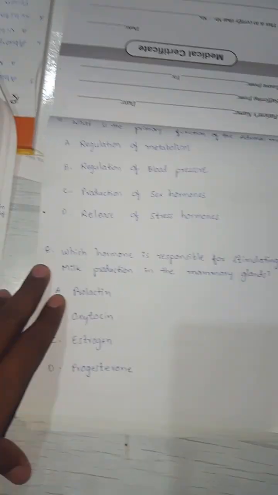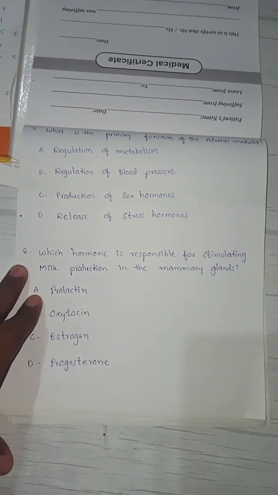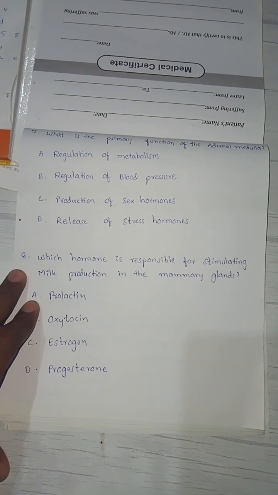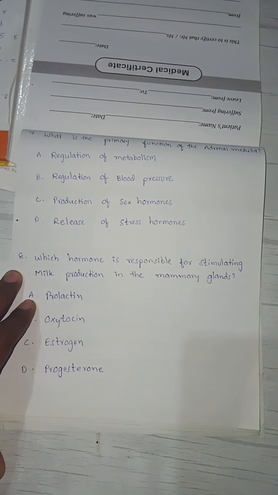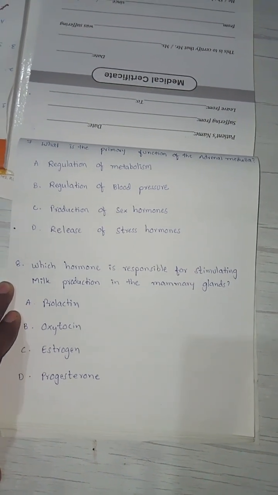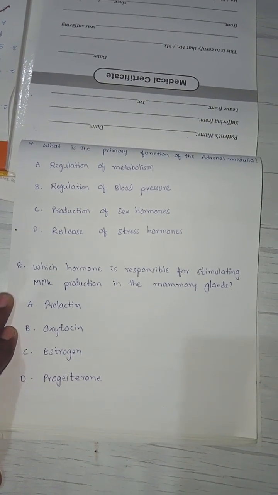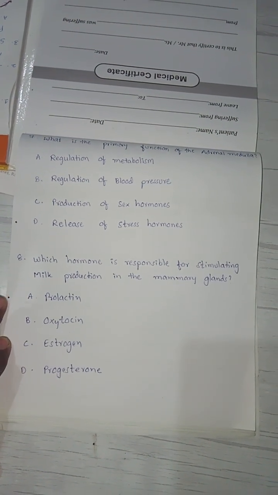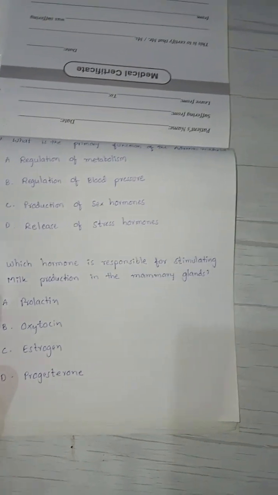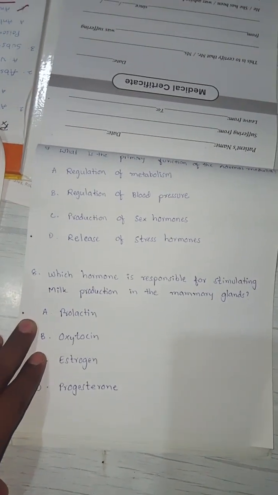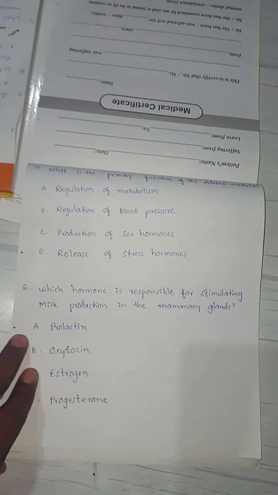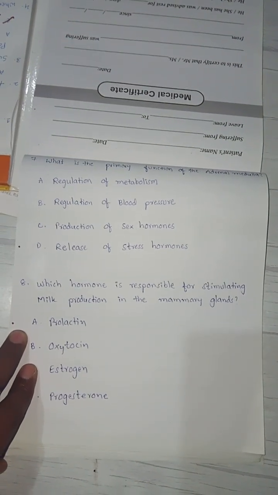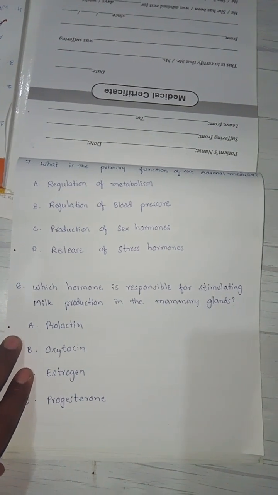Okay, and coming to the eighth question, which hormone is responsible for stimulating milk production in the mammary glands? Option A, prolactin. Option B, oxytocin. Option C, estrogen. Option D, progesterone. The answer is option A, prolactin. Prolactin is the hormone responsible for stimulating milk production in the mammary gland.